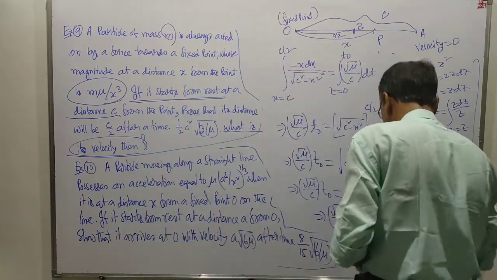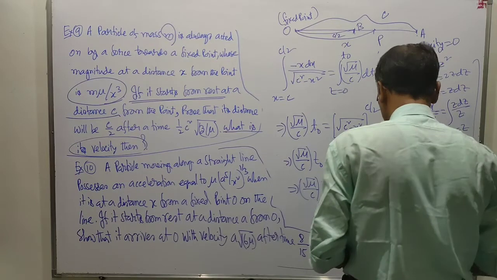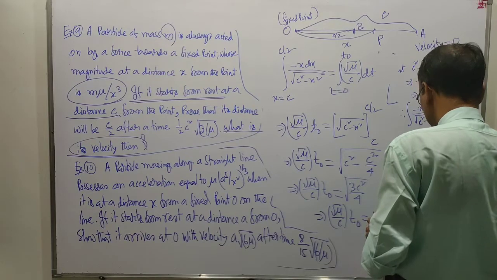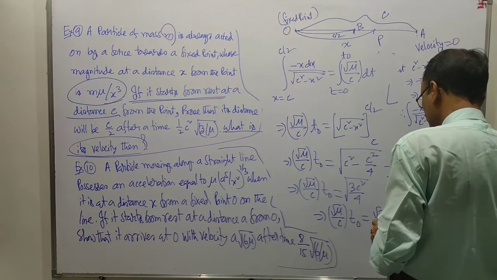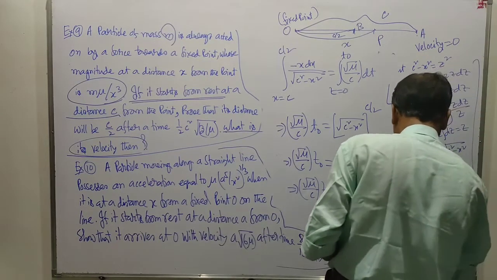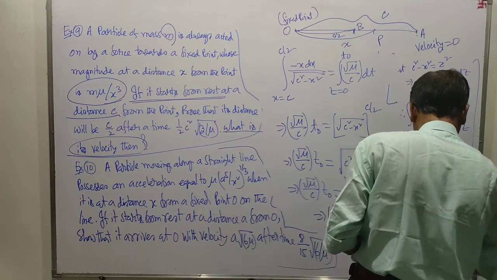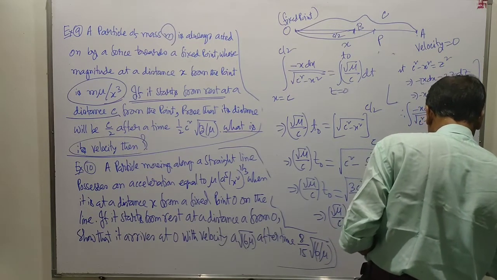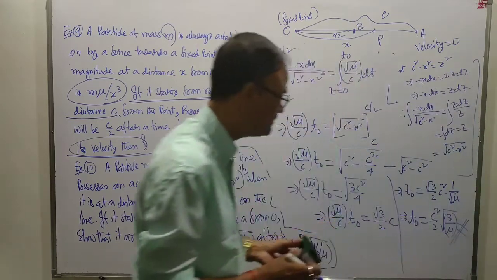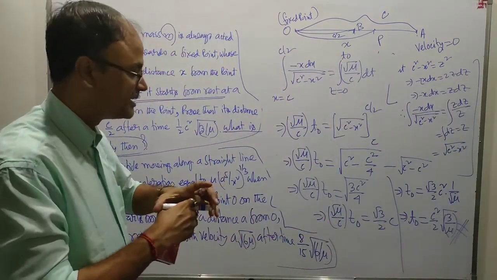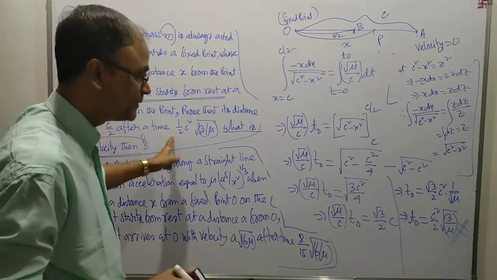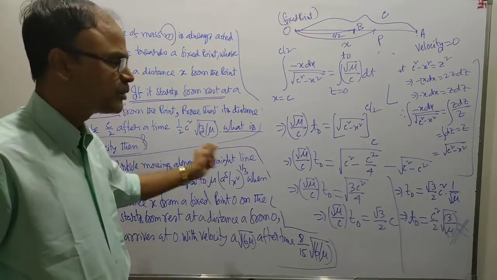This means t naught equal to root 3 by 2 c square into 1 by root mu, or you may write it as c square by 2 root over 3 by mu. You may write it like this. Therefore the time taken by the particle to reach a distance c by 2 is this. Just we have proved this.